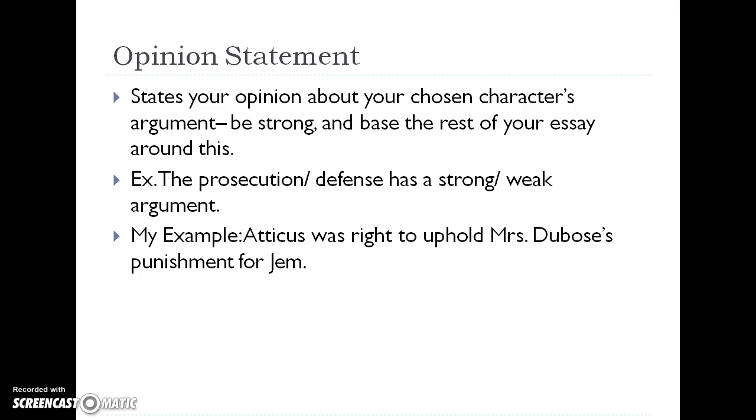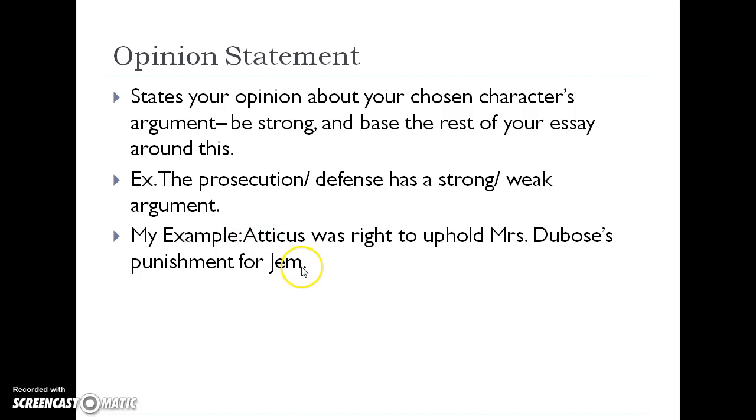So I've given you guys a basic stem for this. You can either choose to talk about the prosecution, which is Mr. Gilmer, or about the defense. So just pick one of those. And then remember the defense is Atticus. And then you need to decide whether you're arguing that they have a strong or a weak argument. So you might end up saying the prosecution has a strong argument, or the prosecution has a weak argument. Or you could say the defense has a strong argument, or the defense has a weak argument.